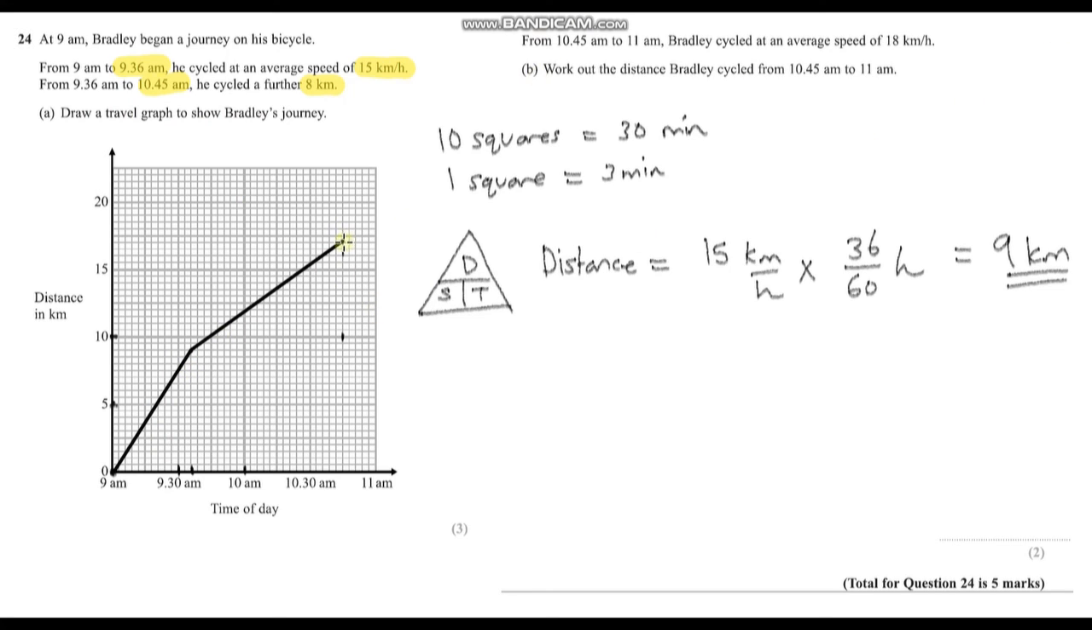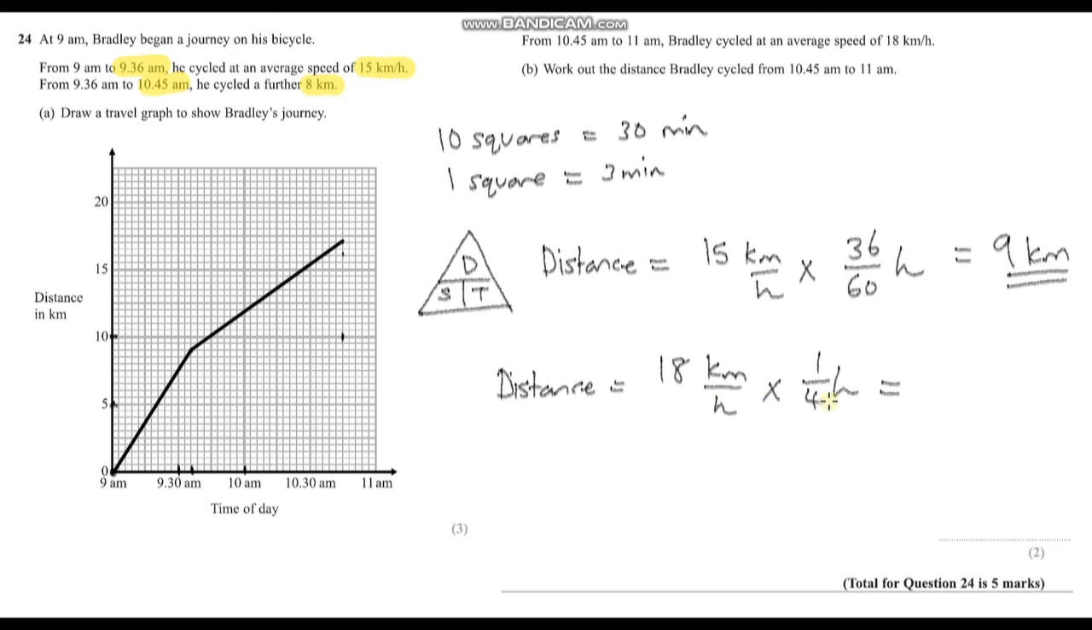From 10:45 a.m. to 11 a.m., Bradley cycled at an average speed of 18 kilometers per hour. Work out the distance Bradley cycled from 10:45 a.m. to 11 a.m. So we know the speed and we know the time. We just need to work out the distance. So again, we're going to do speed times time. So the distance is going to be the speed, which is 18 kilometers per hour, multiplied by the time, and the time is 15 minutes or a quarter of an hour. Because we want it in hours, it's going to be a quarter of an hour.